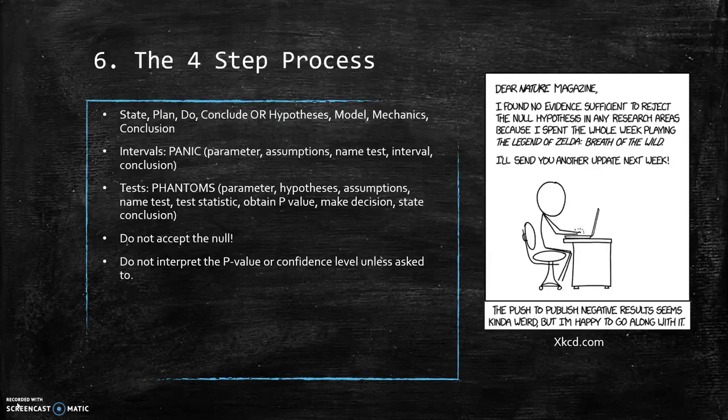And interpreting the confidence level is when you say that if many random samples are taken, then X% of those would result in an interval that contains the true value of whatever it is you're talking about. So those things do not need to be included in your conclusion, and it actually should not be, just in case you do it incorrectly, unless the problem asks you specifically to do that.